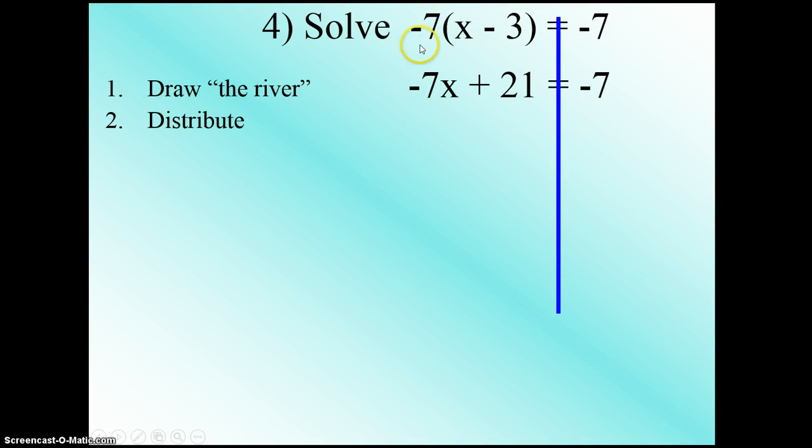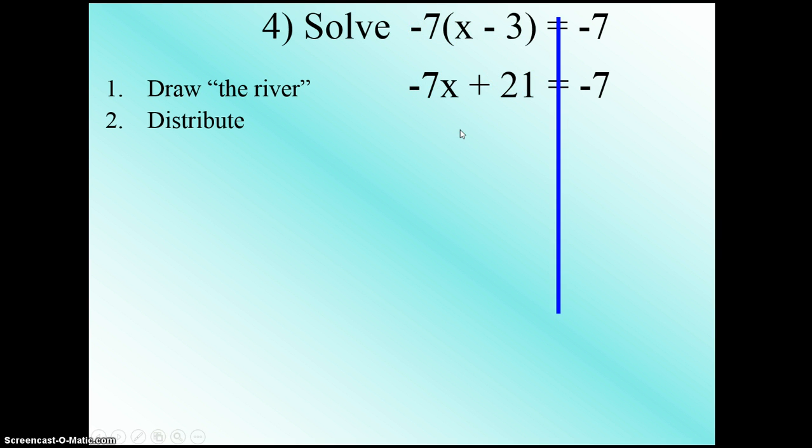Notice, I did not distribute this negative 7 all the way across to this negative 7. You only distribute the number to the numbers inside the parentheses. So negative 7 times x equals negative 7x. Negative 7 times negative 3 equals positive 21. And then I just bring down the negative 7 on the other side.